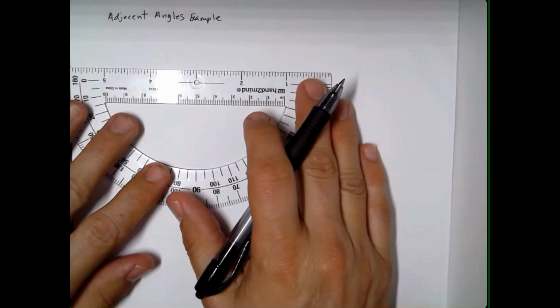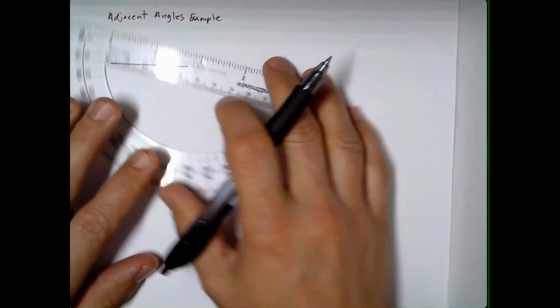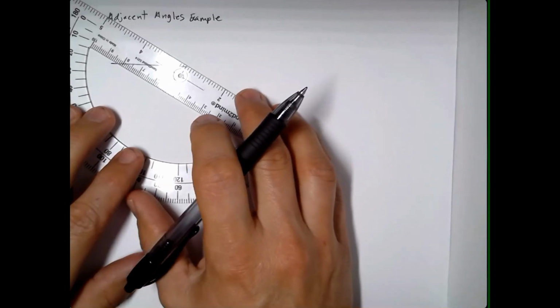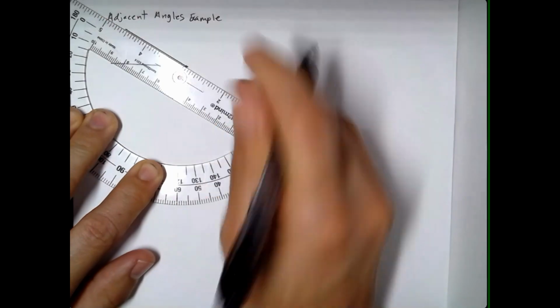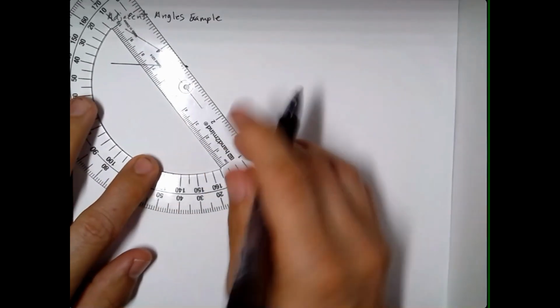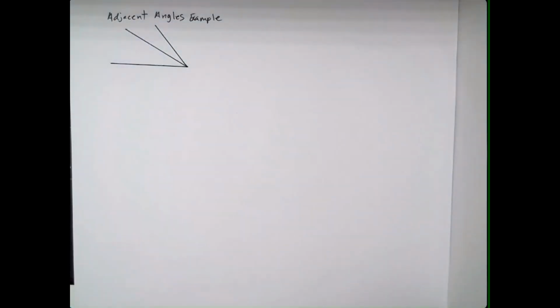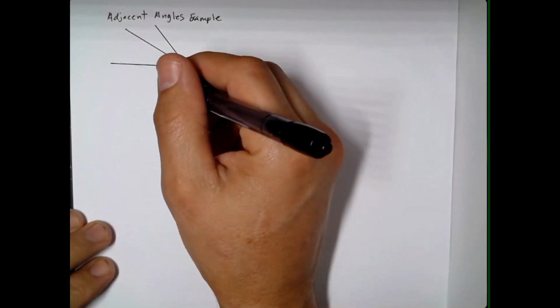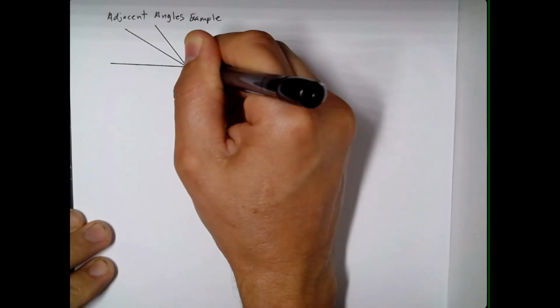And if I wanted to draw one, let me make a couple angles real quick. So let's say we had one here and it looked like this. Now I want you to notice that when I drew this angle, I had a common vertex. In other words, this point right here is a vertex. We'll call it A.